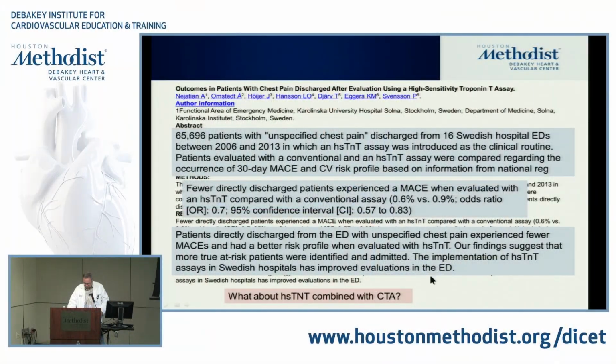Maybe the algorithm will be: you pass, go home. You're borderline or positive. If you're very positive, you're going to go obviously for admission or more. If you're borderline, they might go for CTA or who knows what. So stay tuned, because we may begin to see a lot more of this potential approach show up as an option. And I think it could be potentially a very good option.